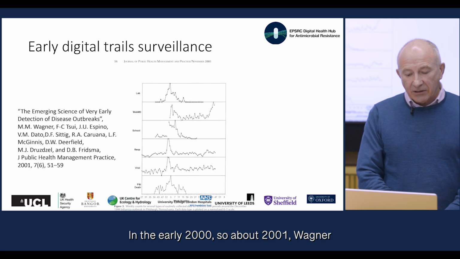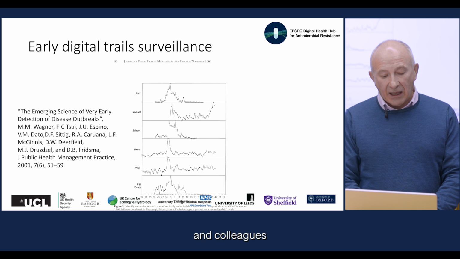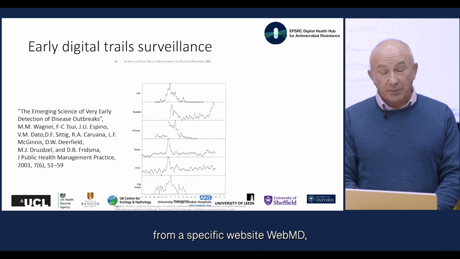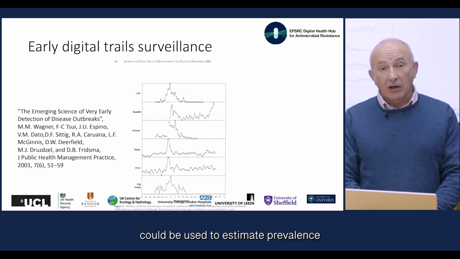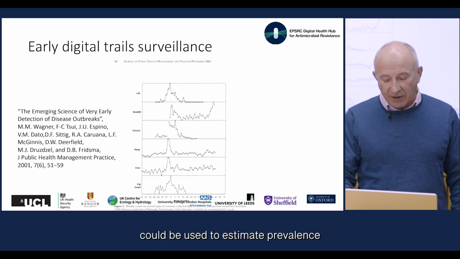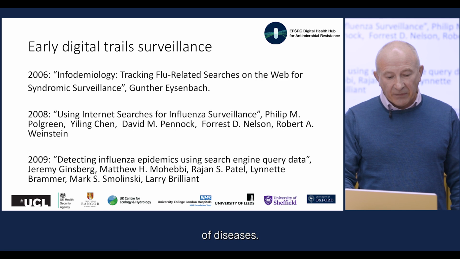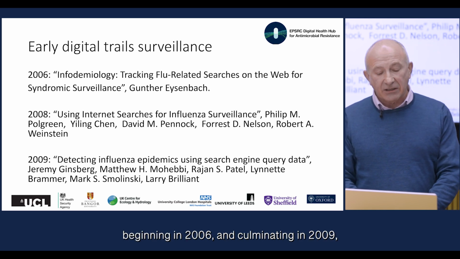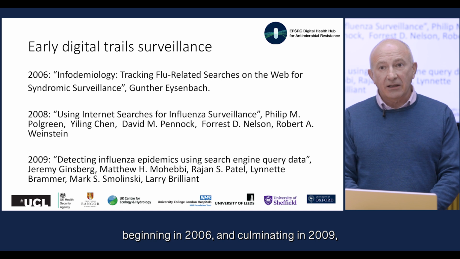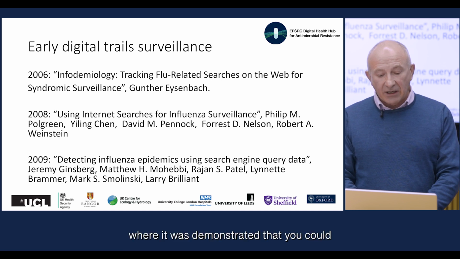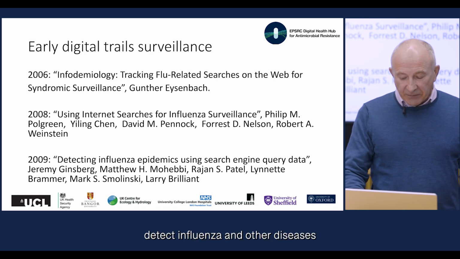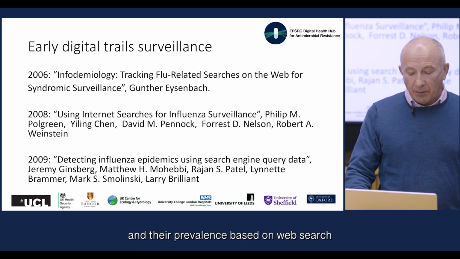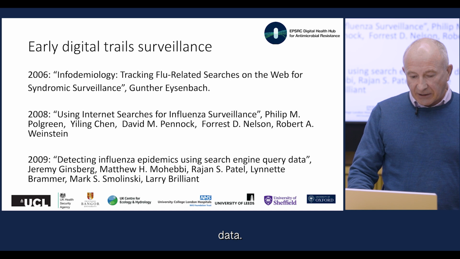In the early 2000s, so about 2001, Wagner and colleagues showed that web searches from a specific website, WebMD, could be used to estimate prevalence of diseases. And then there was a series of papers beginning in 2006 and culminating in 2009, where it was demonstrated that you could detect influenza and other diseases and their prevalence based on web search data.